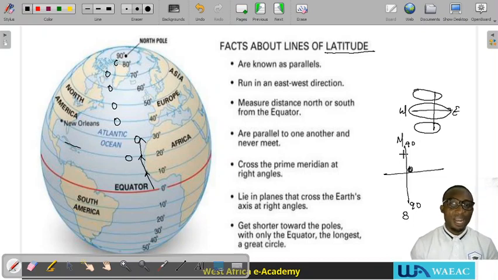It crosses the prime meridian at right angle. So the latitude crosses the prime meridian. The prime meridian is the initial line of all longitude, while the equator is the initial line or starting point of latitude. Look at it, it is 0 degree here. So this is the initial line of latitude.